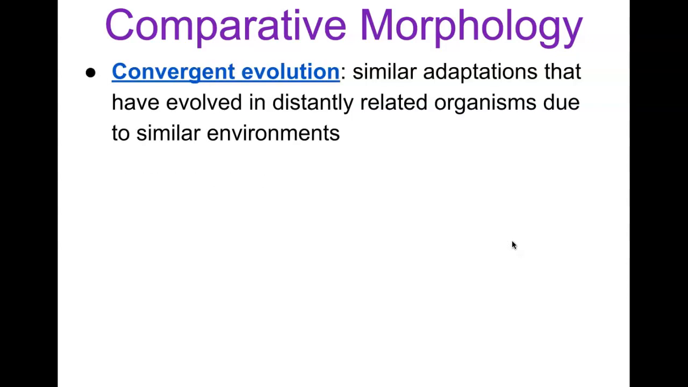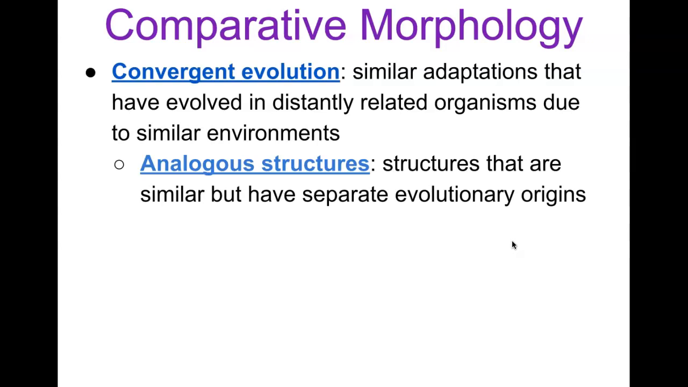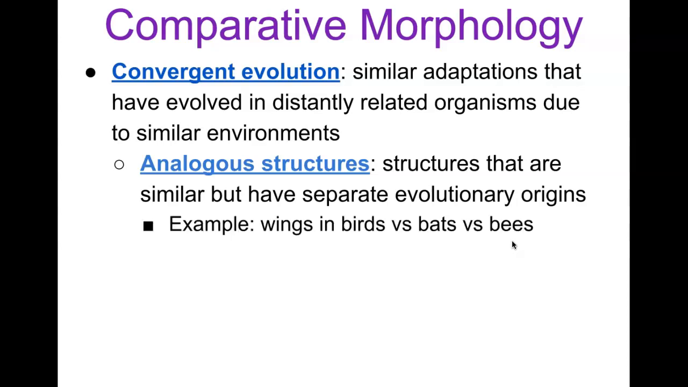So there's this idea of convergent evolution. And convergent evolution is when similar adaptations have evolved in distantly related organisms due to similar environments. We could take, for example, analogous structures. And analogous structures are structures that are similar but have separate evolutionary origins. An example of this, if we look at wings, you have wings in birds versus bees versus the wings in bats. All of those structures, the structures that are similar is the wing, and they all have that purpose of flight, but ultimately they have separate evolutionary origins.